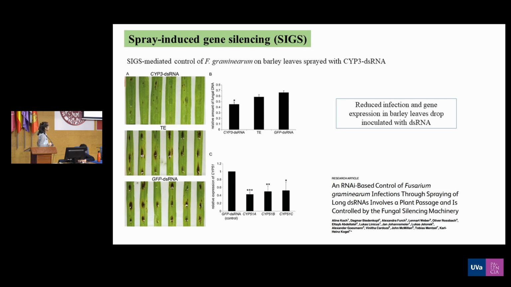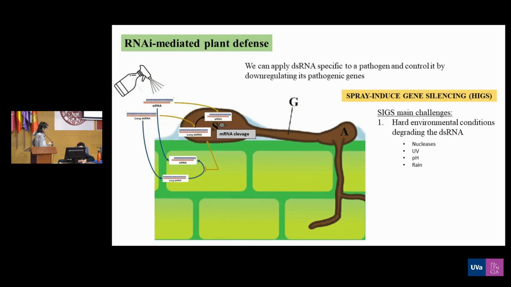So basically what they show in this paper is that you can reduce the infection and gene expression in barley leaves just by applying this double-stranded RNA that is specific to pathogenicity genes of this fungus. So this technology is promising, but it also has some challenges.